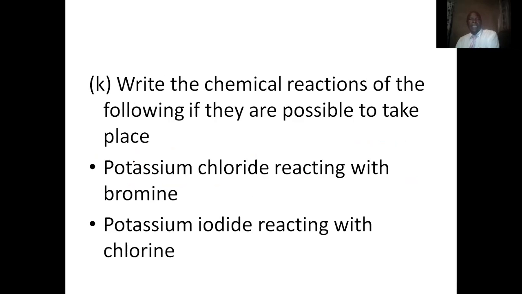Write the chemical reactions of the following if they are possible to take place. Potassium chloride reacting with the bromine. So they are saying potassium chloride reacting with the bromine. What do you get? This reaction will not take place because chlorine is more reactive than bromine. Therefore, bromine cannot displace chlorine. And therefore, this reaction cannot take place.